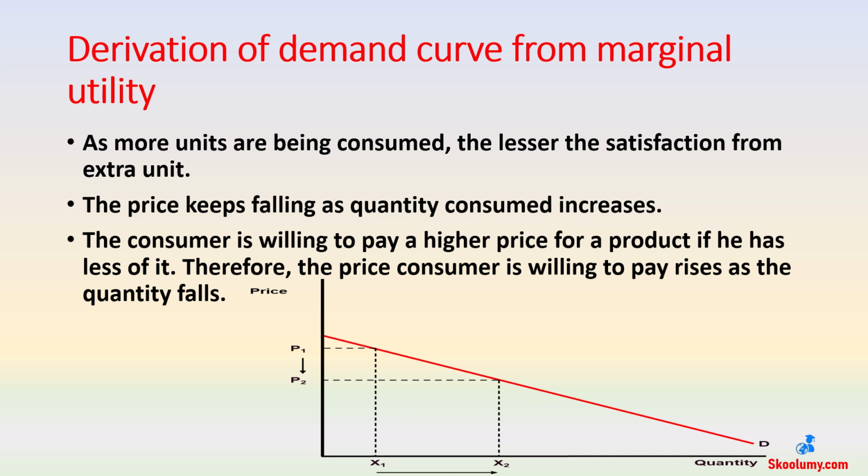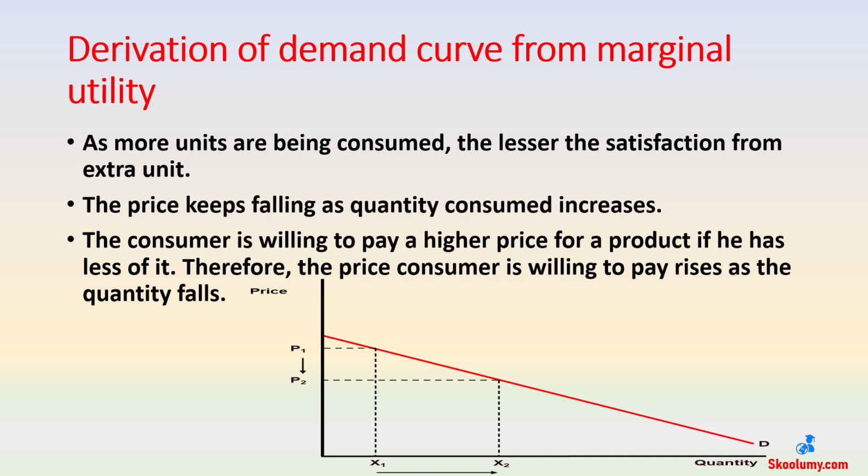Derivation of the demand curve. The marginal utility can be used to derive the demand curve. Both the marginal utility and the demand curve slope downward. For the marginal utility curve, as quantity increases, marginal utility decreases. For the demand curve, as quantity increases, price falls.